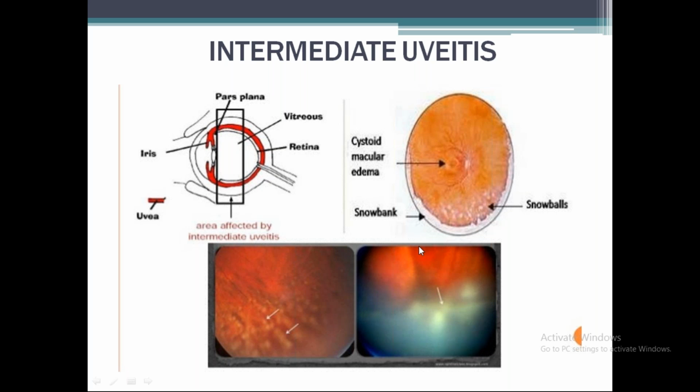Snowballs are also commonly seen here. When you do indirect ophthalmoscopy, you see these hazy opacities near the pars plana region or near the ora serrata region. In the macula there can be edema, and that is called cystoid macular edema. So this is one of the manifestations of tuberculosis, that is intermediate uveitis.